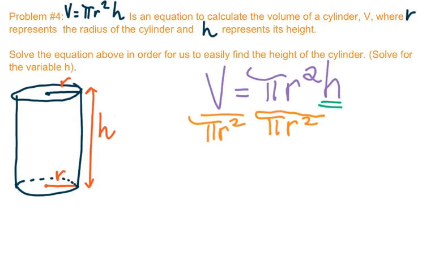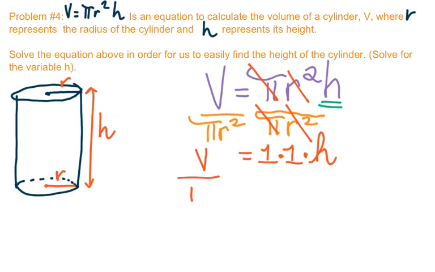So now what am I left with? I know that pi divided by pi is 1. R squared divided by r squared is 1. So this is 1, this is 1, and 1 times 1 is 1 times h. This is what I've got on the right-hand side. So what do I have on the left? I have V divided by pi r squared.